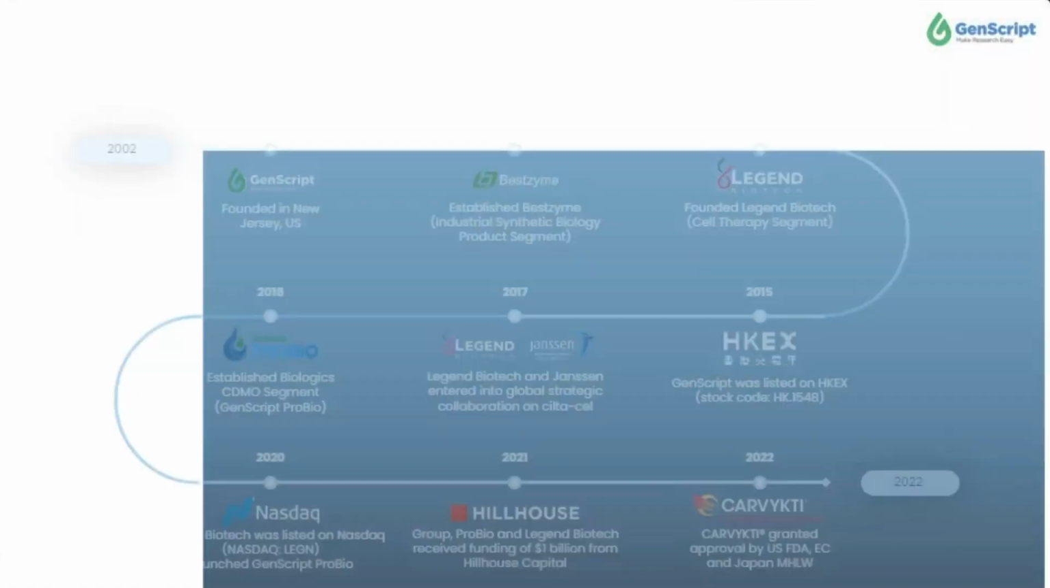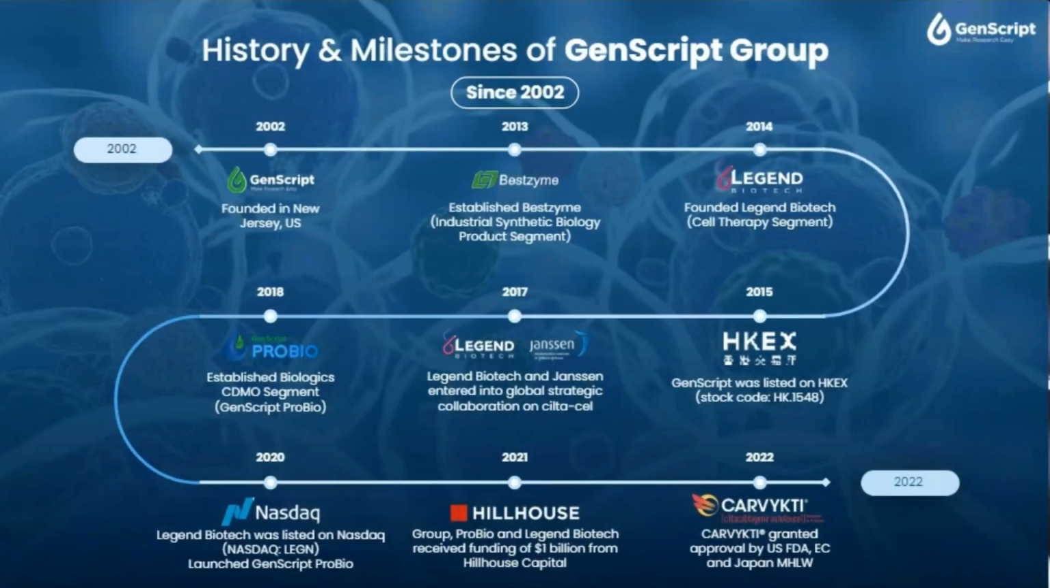Before we begin the presentation, I would like to start by sharing some background information about the company. GenScript is a biotech company that provides life science services and products worldwide. The company was founded in 2002 and its headquarters is in Piscataway, New Jersey, with additional locations in China, Europe, and Japan.